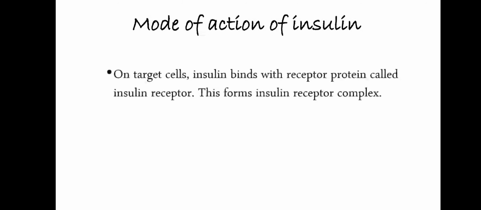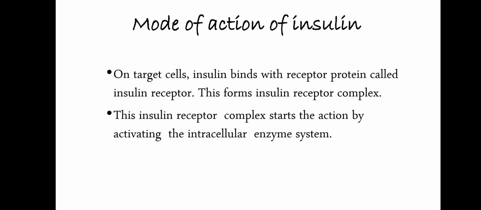Now we'll discuss the mode of action. On targeted cells, insulin binds with a receptor protein, called the insulin receptor. This forms the insulin receptor complex. This insulin receptor complex starts the action by activating the intracellular enzyme system. Now we'll see the roles involved in insulin secretion in the human body.